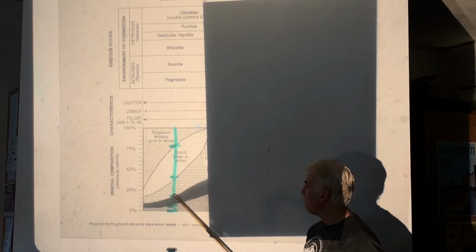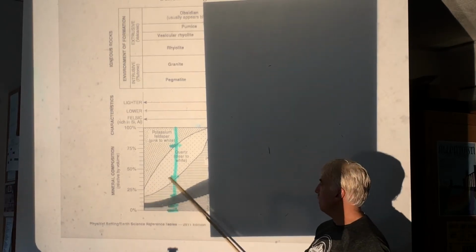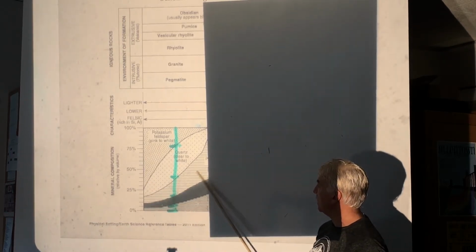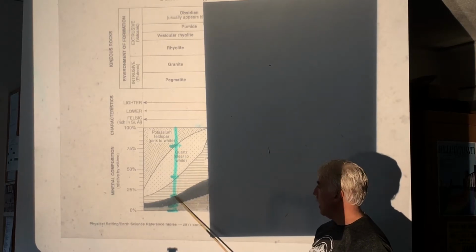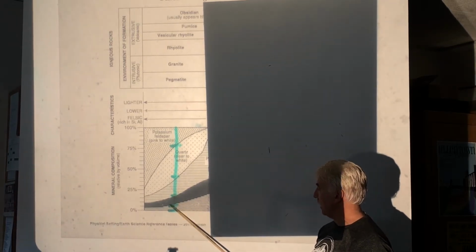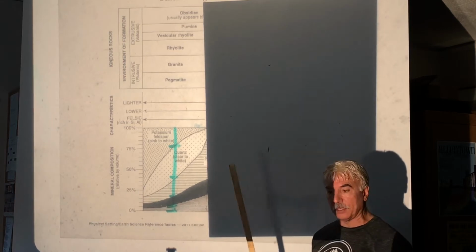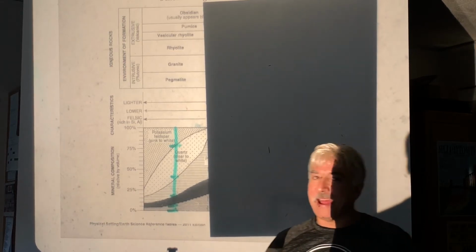And then from 40 down to about 20, you have about 20% of plagioclase feldspar. And then you have about that much biotite, and about this much amphibole. It says that on the chart. Well, that's just an average piece.